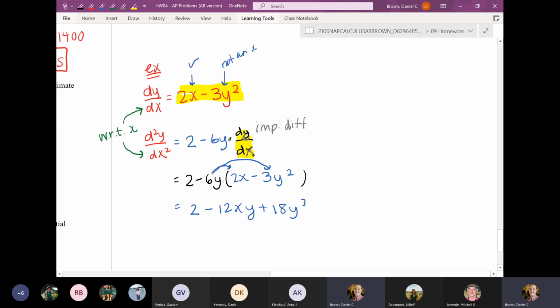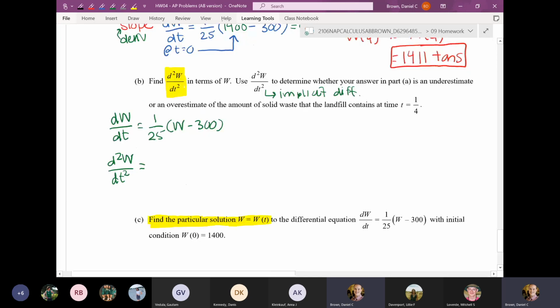Why did I review that? Looking back at this problem, we are taking the derivative with respect to t. But if you look right here, this is a w, which is clearly not a t. So we are going to have to do it implicitly. That 1/25 is a coefficient, so it can come straight across. What's the derivative of w? The derivative of w will be 1, but we had a w, I wish it was a t. There's the implicit. That minus 300 is going to go to 0.